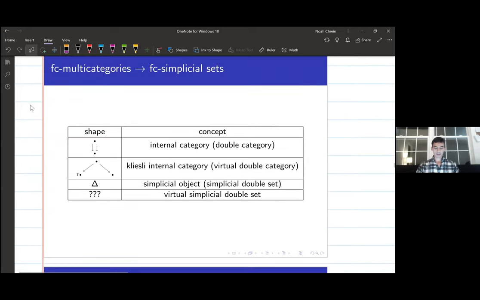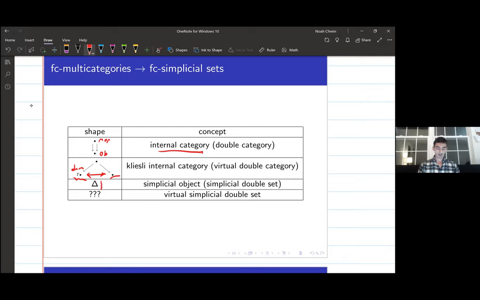So what's happening behind the scenes? Well, we have certain shapes that correspond to certain concepts. So we have a shape on the left. This is going to be like the morphisms and the objects of a category. And so this shape realized in a category would be like an internal category. If I split up the objects and I talk about the domain and I flag the domain to say apply the monad to the domain, but don't apply the monad to the codomain, I get like a Kleisli internal category.